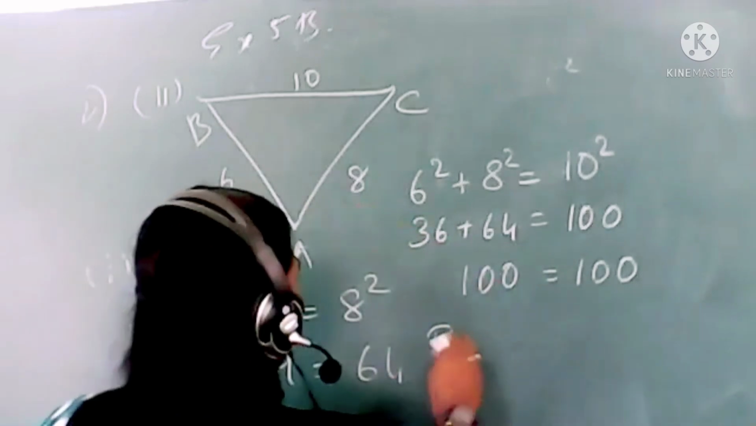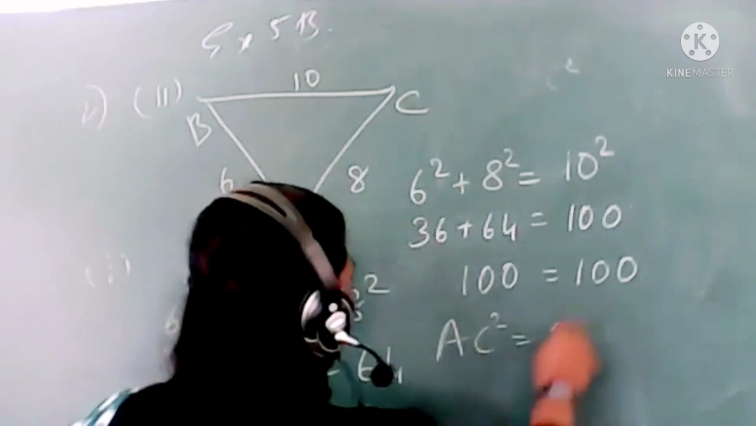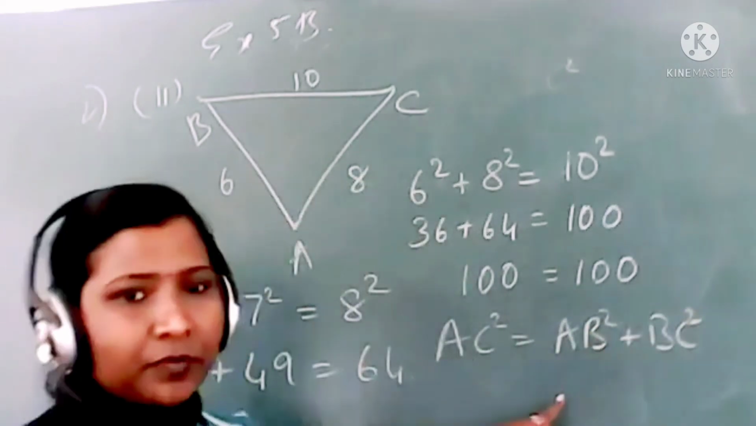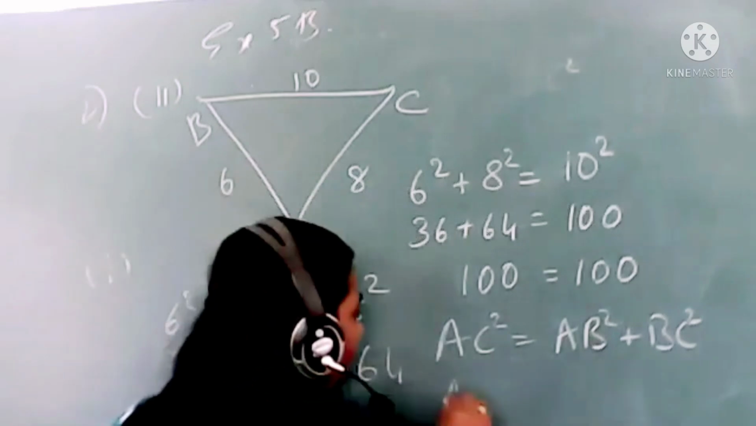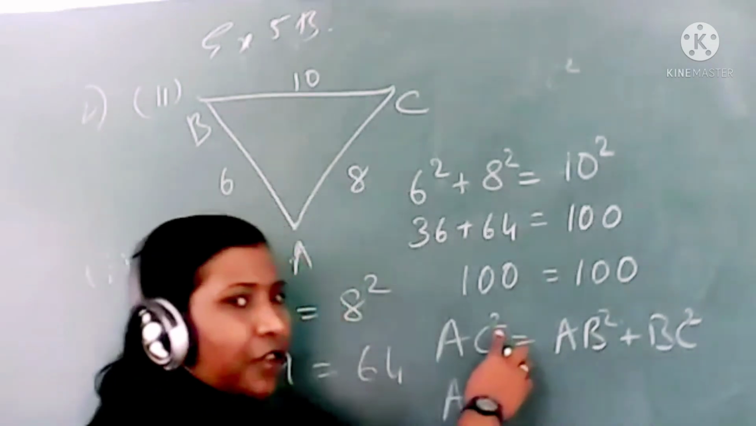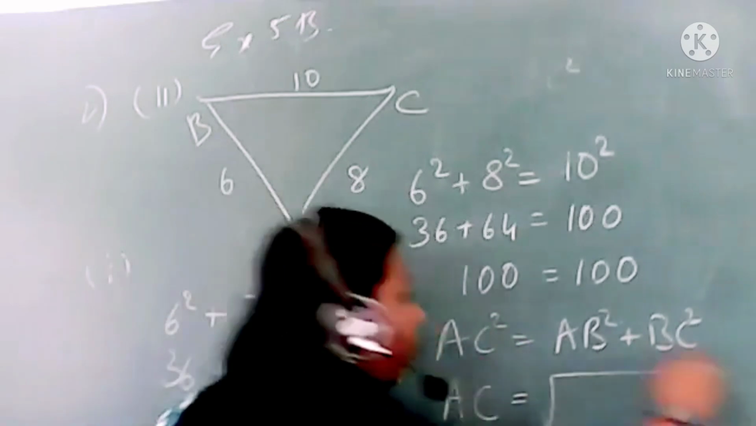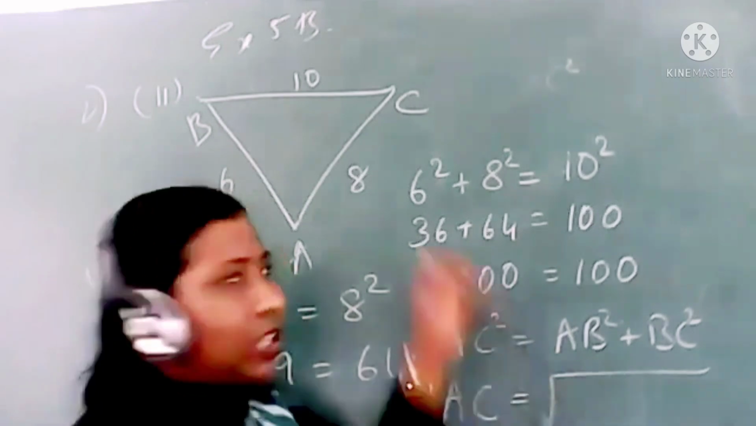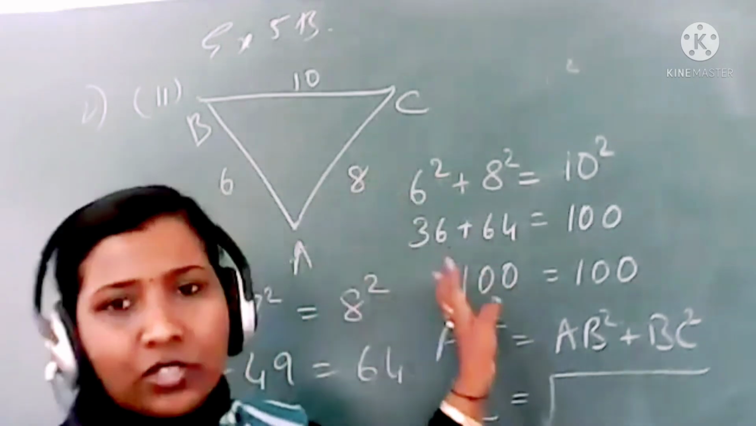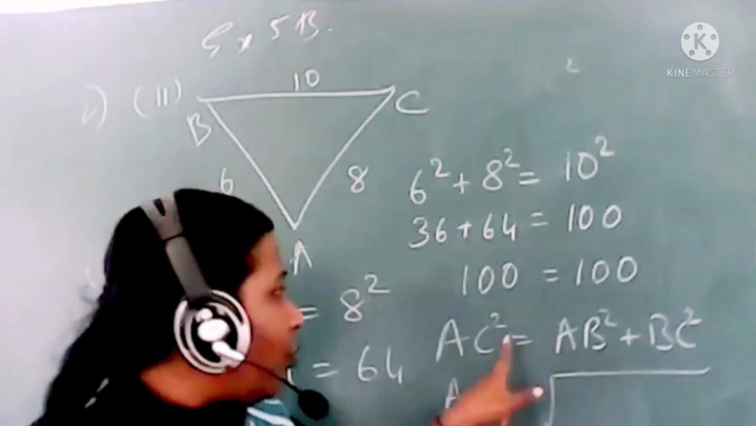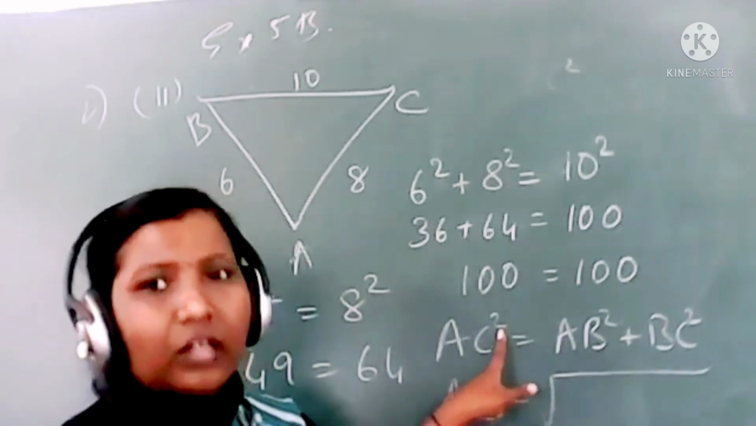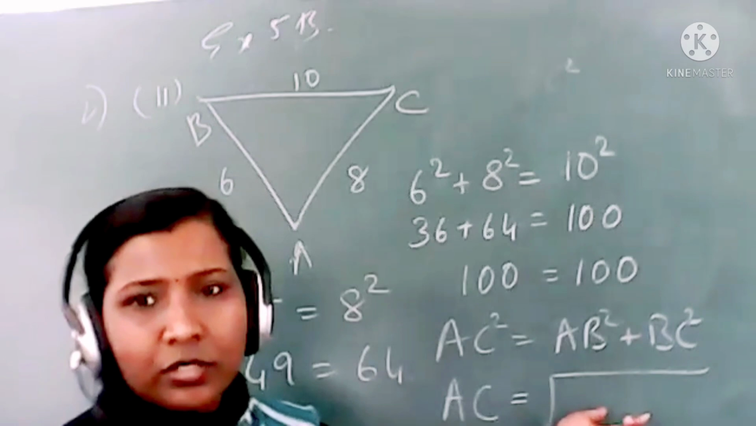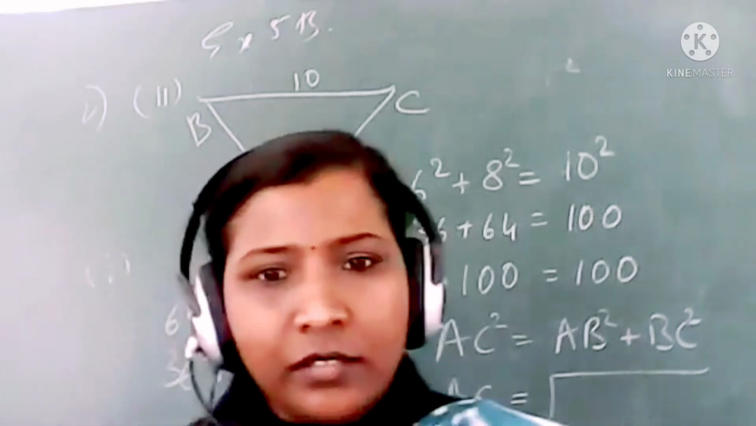See, for example, I told you that AC square is equal to AB square plus BC square. Okay. In that case, if I remove this square, then only the root will come from the beginning. If you are not changing it, in whatever questions I solved, I didn't remove this square. If we remove this square, then it will pass on to the right hand side, and only then will it come under root. Clear? Understood what I said?